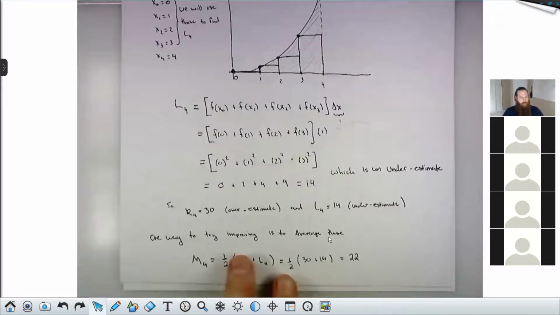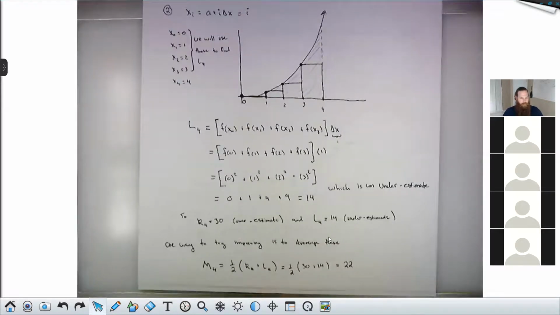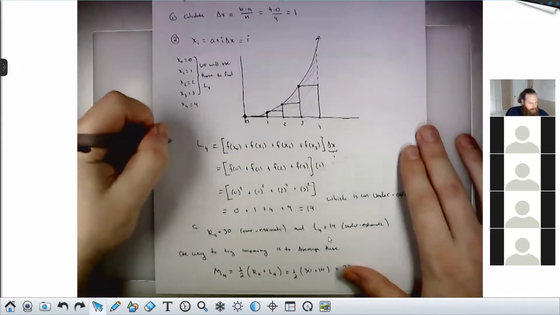Okay, before I move on and give you all these formulas in one place, are there any questions about what we did here? Here's step 3.